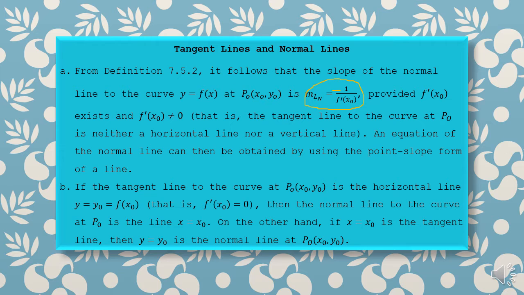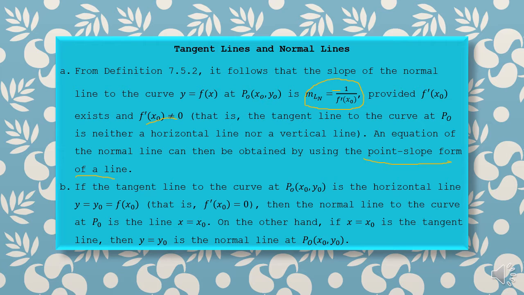The negative reciprocal of the slope of the tangent line, provided that f prime of x sub O exists and f prime of x sub O is not equal to 0. That is, the tangent line to the curve at point P sub O is neither a horizontal line nor a vertical line. An equation of the normal line can then be obtained by using the point-slope form of a line. So, alam natin yung point-slope form of a line, that is y minus y sub O equals m times x minus x sub O, sa analytic geometry 1 natin.